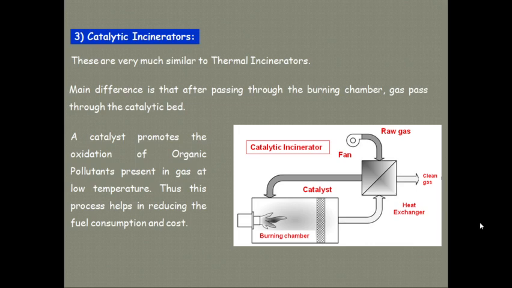The raw gas is allowed to enter a burning chamber which has a burning flame, and once it is heated up, it is passed through the catalytic bed, which results in oxidation of organic pollutants into carbon dioxide and water vapors, and the clean air is passed through the heat exchanger to the outside. So this is how the gaseous pollutants are removed from a polluted gas mixture, using absorption, adsorption, and combustion techniques.